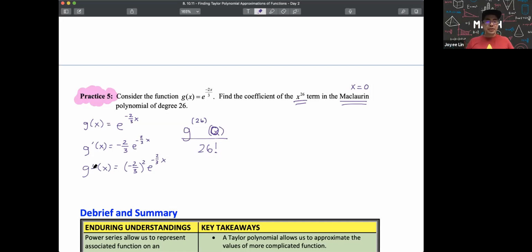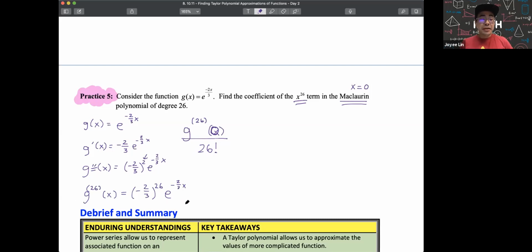So whatever the number of the derivative is actually going to equal whatever the power is. But sometimes it's going to be off by 1, though, or off by 2. So make sure you just don't assume. So in this case, the 26th derivative, and if you write it out on the test, make sure it's in parentheses, is going to be (-2/3)^26 e^(-2/3 x).